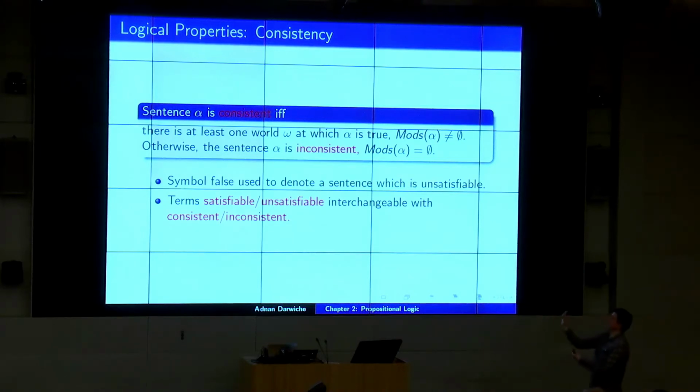People sometimes use the symbol false to denote a sentence which is unsatisfiable. So satisfiable, unsatisfiable, consistent, inconsistent are interchangeable. We know about SAT, right? The problem of SAT, it's this.